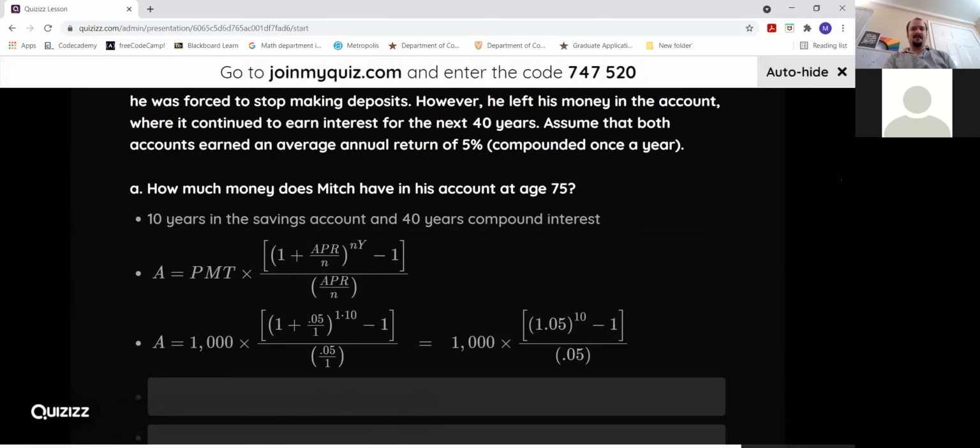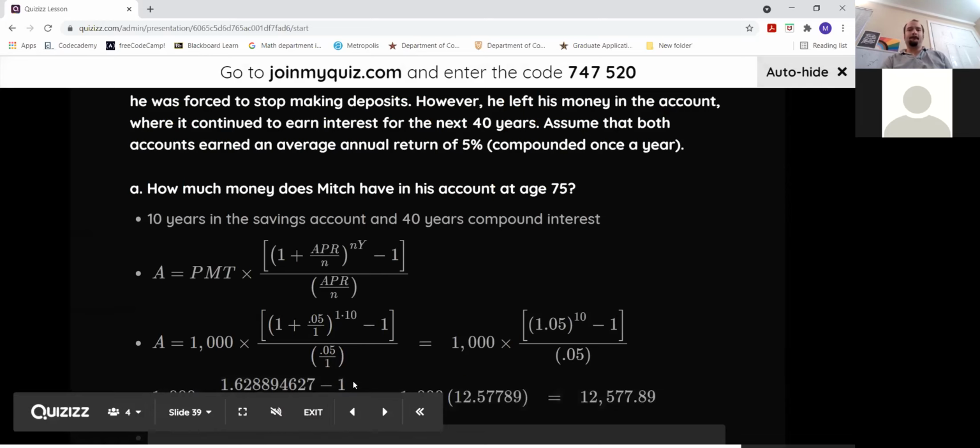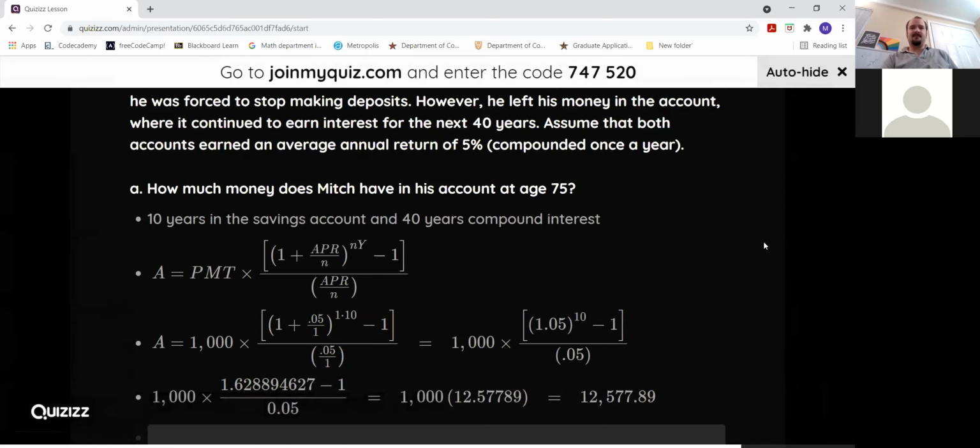Just the dividing by 1 and multiplying by 1 thing. So basically I'm taking 1.05, I'm raising it to the 10th, subtracting 1 on top. Then I'm dividing that by 0.05 to get to this number, 12.57. And get out of here. That should give me somewhere around 12,577. Did y'all get that far?